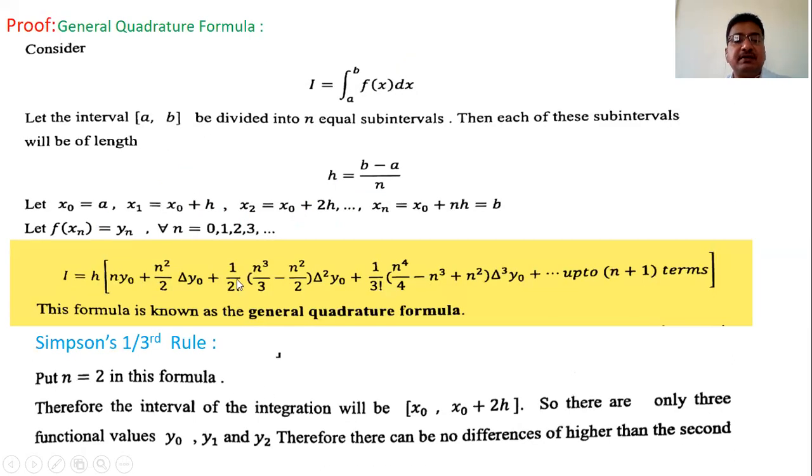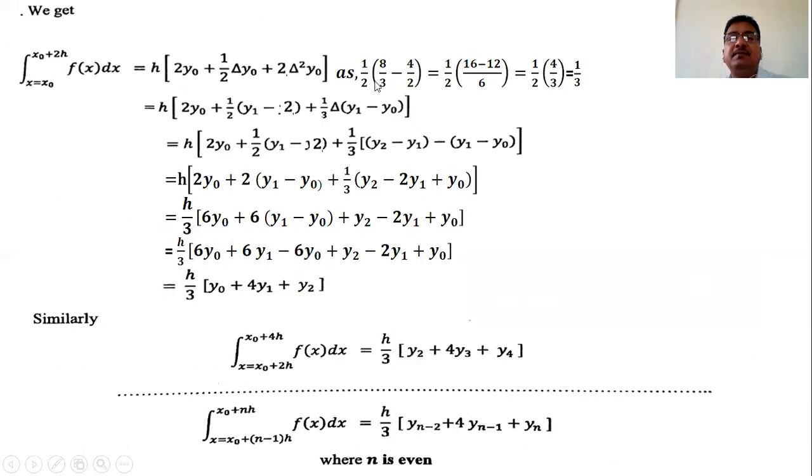If we substitute here n equal to 2, then 2 cube is 8 by 3 minus 4 by 2, times 1/2. So the LCM is 6, and then 16 minus 12, that is 4 by 3, and 2 2s are 4, so the answer is 4. Here it is not 1/2, here it is 2.